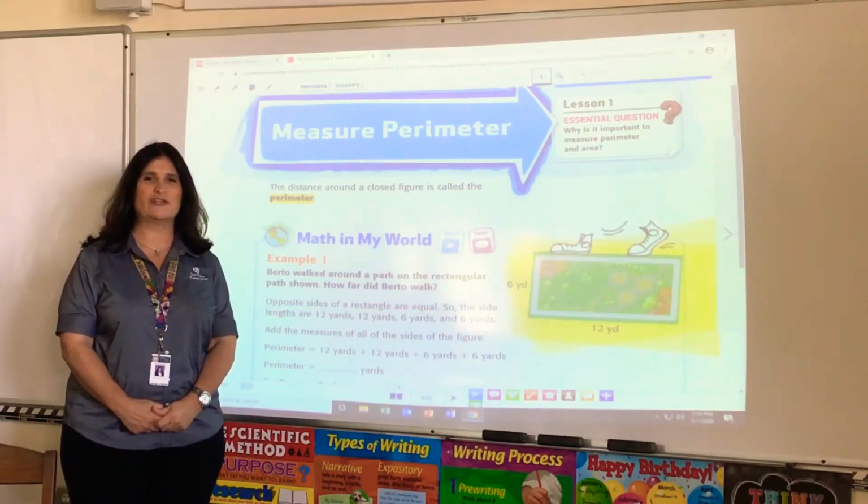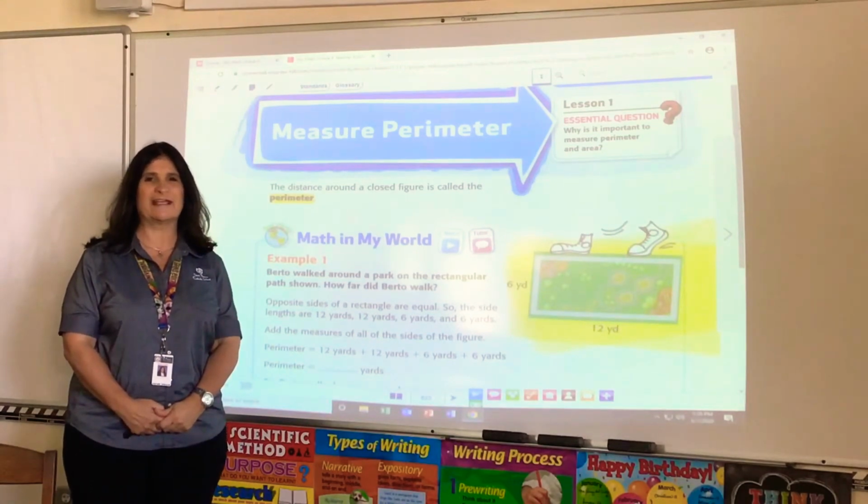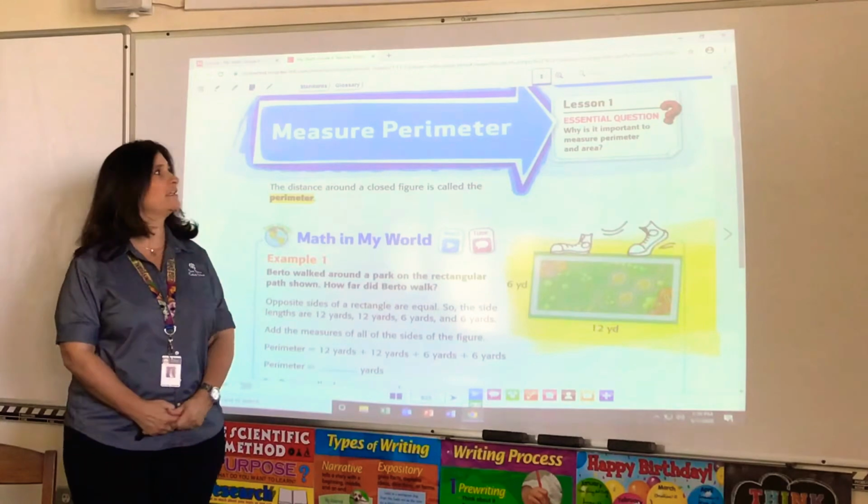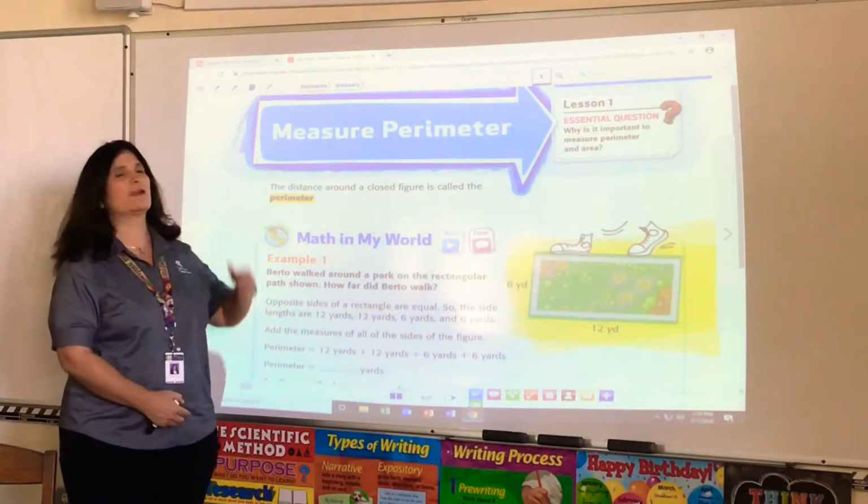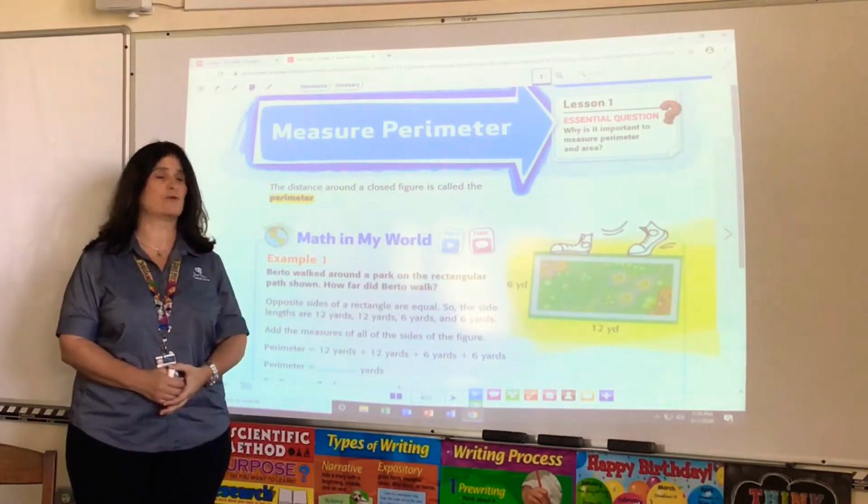Today we're going to be starting a new chapter, chapter 13. And chapter 13 is learning about perimeter and area. Today's lesson specifically is focusing on how to measure perimeter. So let's first see, what is perimeter?